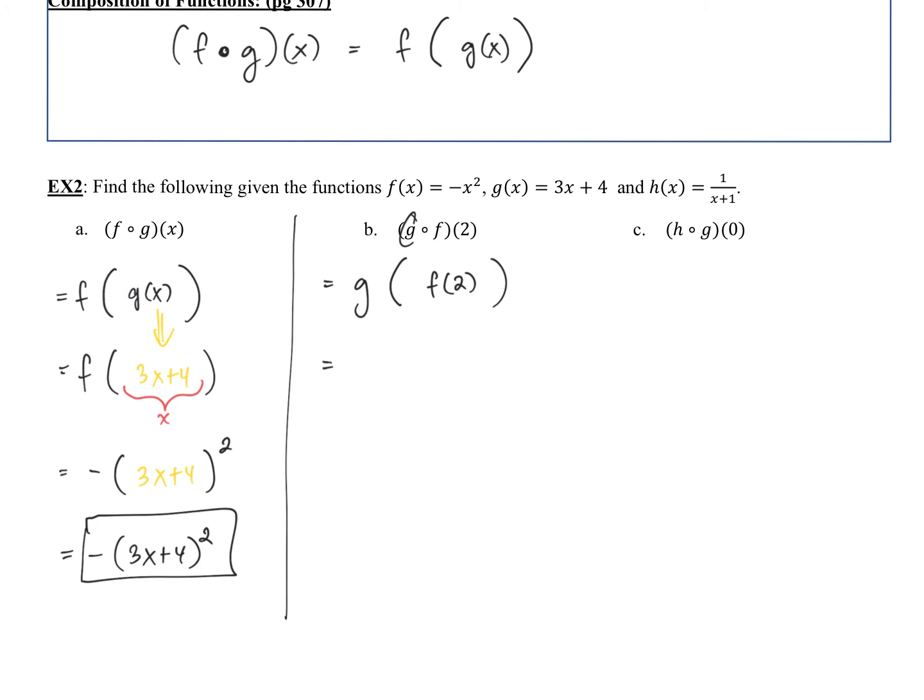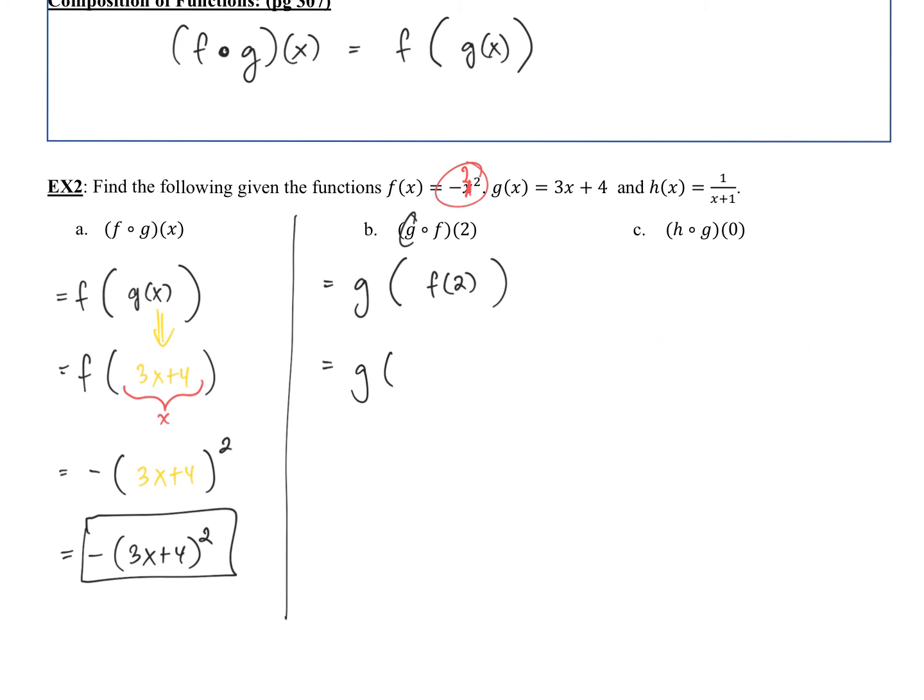So f of 2. We have negative x squared is what f of x equals. So we're replacing x with 2, which means we have negative 2 squared. That should be negative 4. So I know f of 2 must equal negative 4. So if you did that scratch work on the side on your exams, for example, you go ahead and write scratch work. Or you could do it in the problem, which is what I normally do.